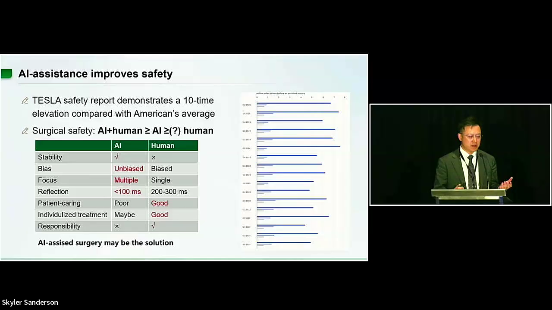We can only use our eyes on one point, but cameras can focus on a lot of points. Also, the nerve system of a human being only has a 200 to 300 milliseconds response, but for the machine the reflection is really short. But we have responsibility, we have patient caring, and we have individual treatment from human beings. So AI-assisted surgery may be the solution.